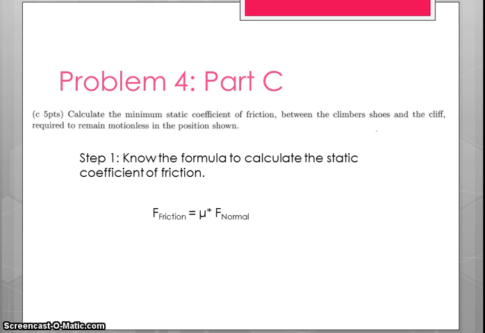Part C. Calculate the minimum static coefficient of friction between the climber's shoes and the cliff required to remain motionless in the position shown. So for the first step, you need to know that the formula in order to calculate the static coefficient of friction is the force of friction is equal to mu, which is the static coefficient of friction, times the normal force.